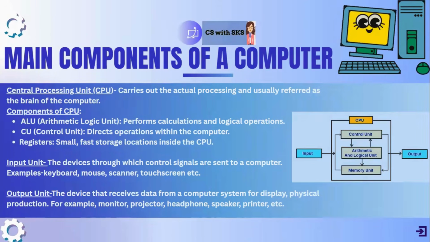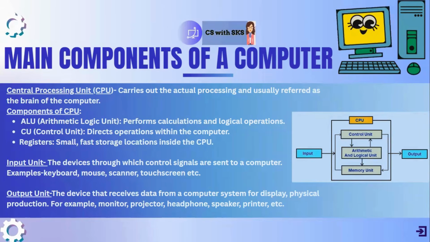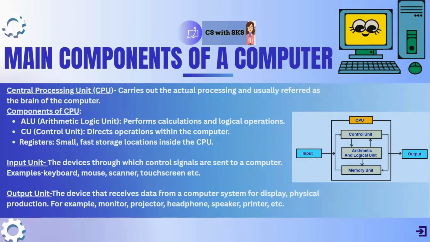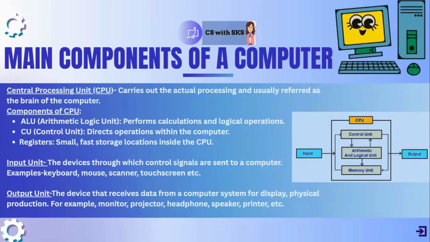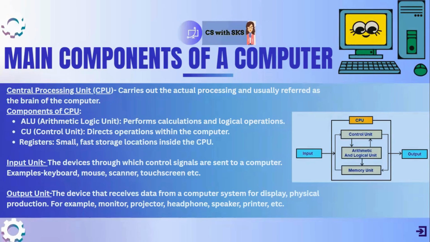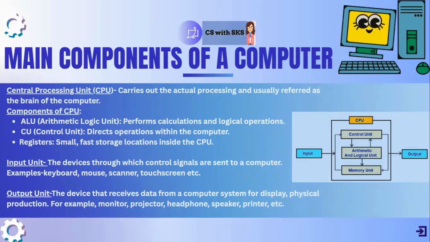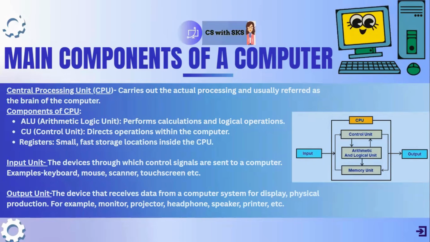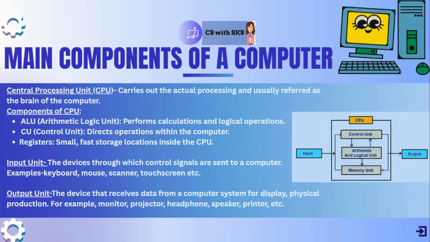Now let's understand main components of a computer. Let's break down the main parts of a computer in order to understand. So first of all, we have CPU, which is Central Processing Unit. It's like the brain of the computer. Like your brain does all the thinking, similarly, CPU carries out the actual processing. And further, it has its own components that include ALU, CU, registers.